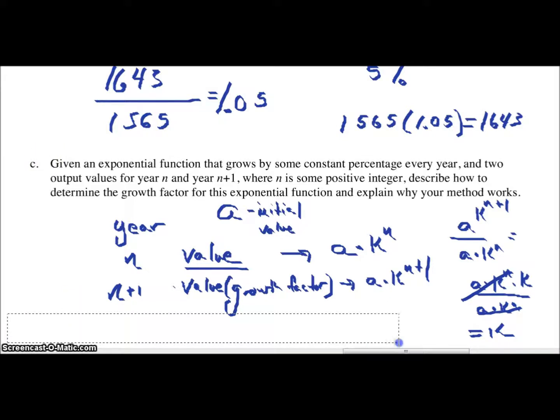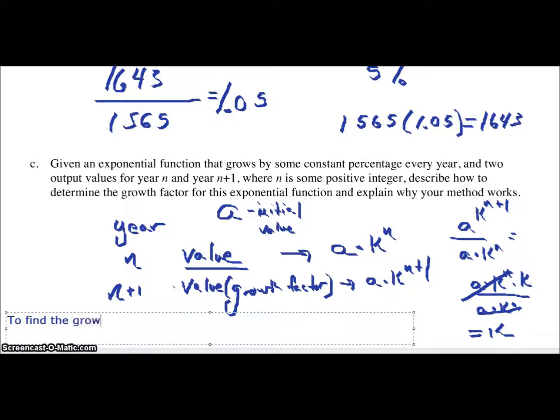So I'll say it again in words this time. To find the growth rate, we simply divide the output values for consecutive years. It's that final divided by the initial.